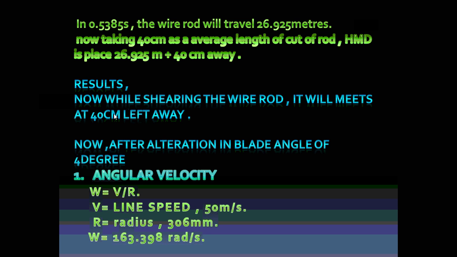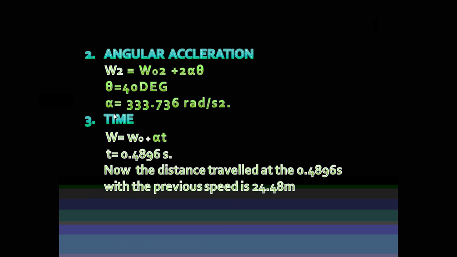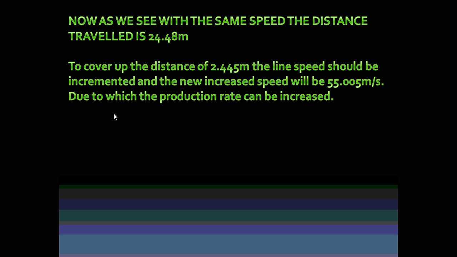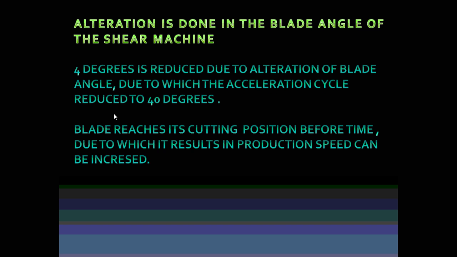Now after the alteration in the blade angle of 4 degrees, what will be the outcome? The outcome will be a reduction in time, which is 0.4896 seconds. Now the distance traveled in 0.48967 seconds with the previous speed is 24.48 meters. With the same speed the distance traveled is 24.48 meters. To cover the distance of 2.445 meters, the line speed should be incremented, and the new speed will be 55.005 meters per second, due to which the production rate can be increased.